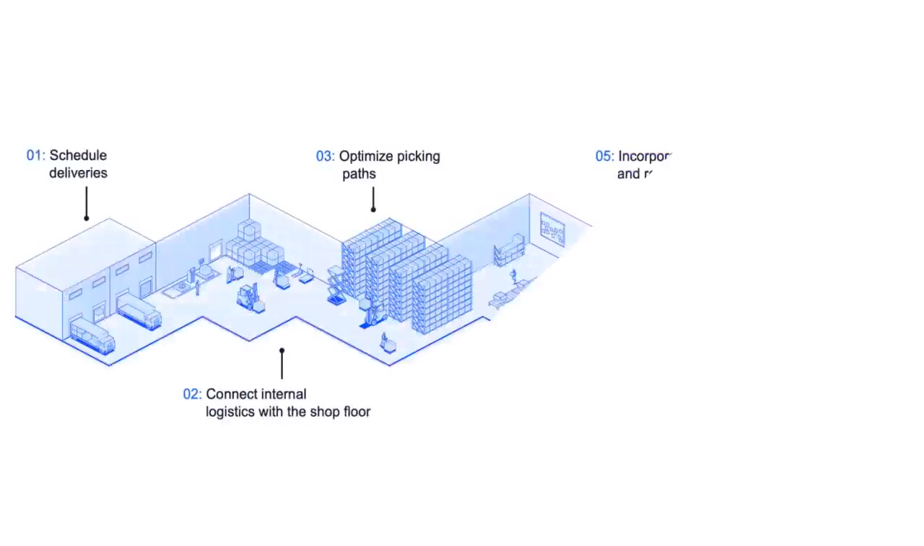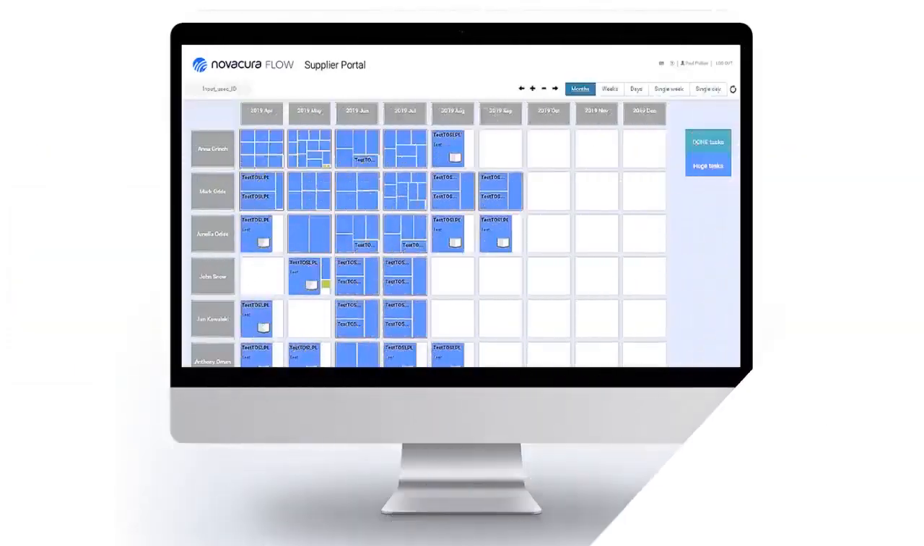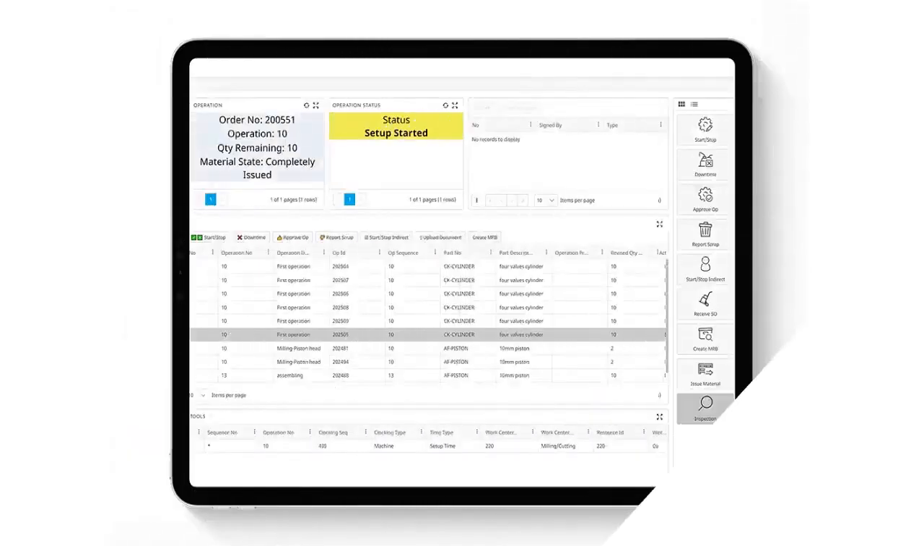And so when you think about Novacura and Novacura warehouse management software, I want you to think about a solution that is constantly being worked upon, a solution that's constantly being improved upon. Okay, and we're going to show you a series of screenshots that exemplify Novacura warehouse management software. So Novacura Flow. You can see on the screen here the Novacura Flow supplier portal. You also have here the status setup started, the second screenshot.